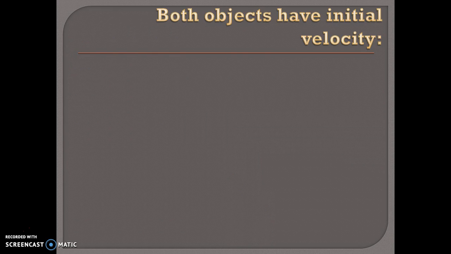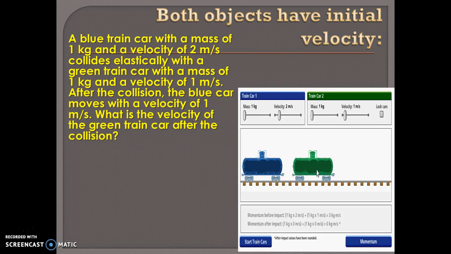All right, so the next topic is, what do we do if both objects have initial velocity? Let's continue on with the next bit of class practice. The blue train car now has a mass of 1 and a velocity of 2, and the green train car is no longer stationary. It has an initial velocity of 1 meter per second.